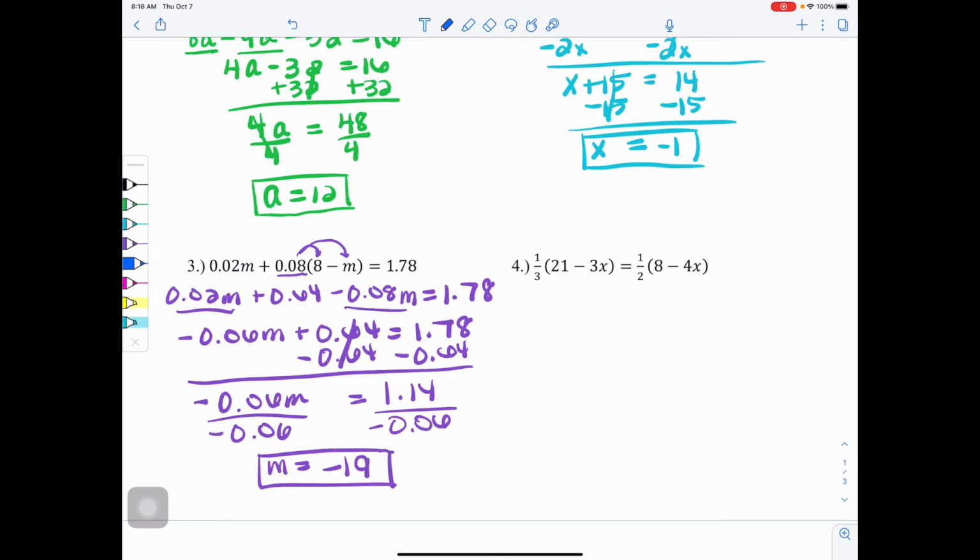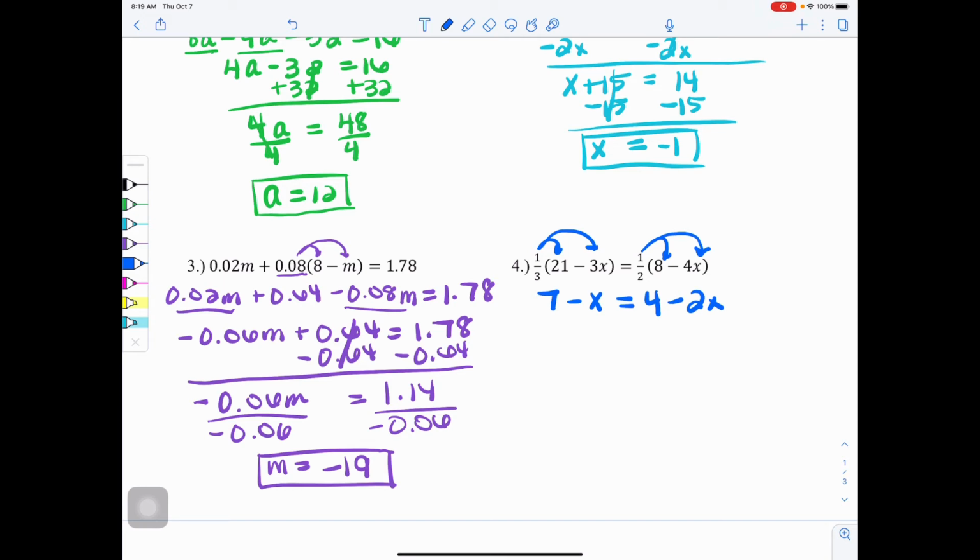In example 4, we have some fraction work, still the same steps. So our goal, get x or whatever variable it is by itself. Always look for a distributive property first. We have distributive property on each side, so we'll make sure we take care of that. A third times 21 would be 7. 1/3 times negative 3x would be negative x. On the other side, we're distributing 1/2, so 1/2 times 8 would be 4, and 1/2 times negative 4x would be negative 2x.